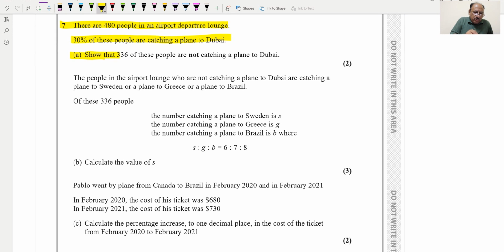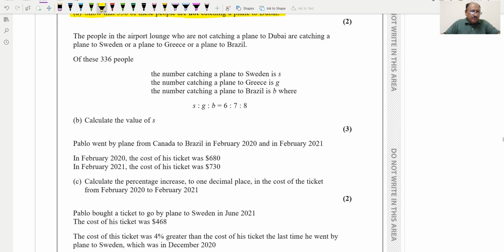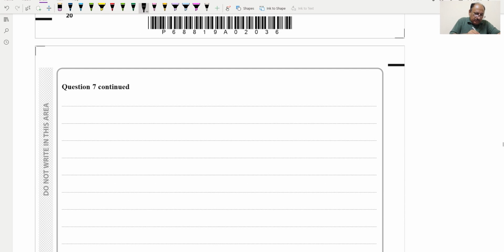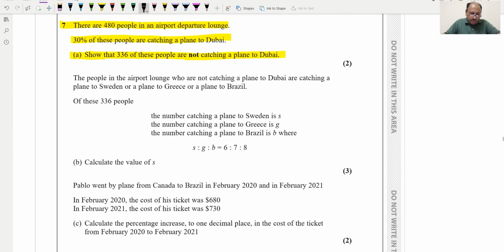Part A shows that 336 of these people are not catching a plane to Dubai. So it means 70% are not catching. Directly, you can calculate the 70% who are not catching. For part A, if we calculate 70% of the people, the total is 480.